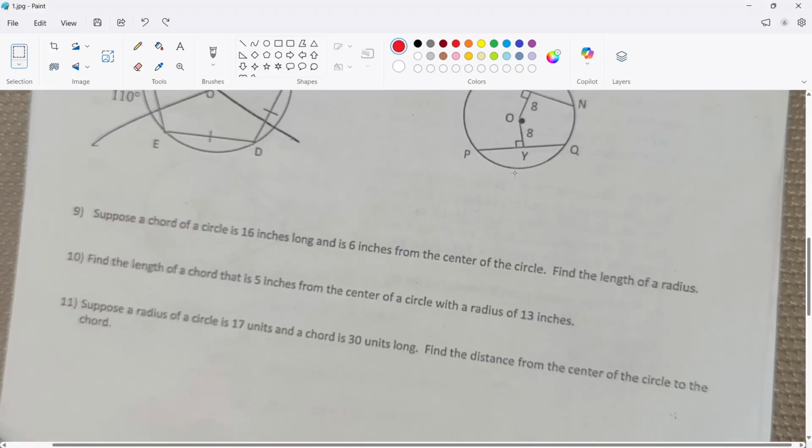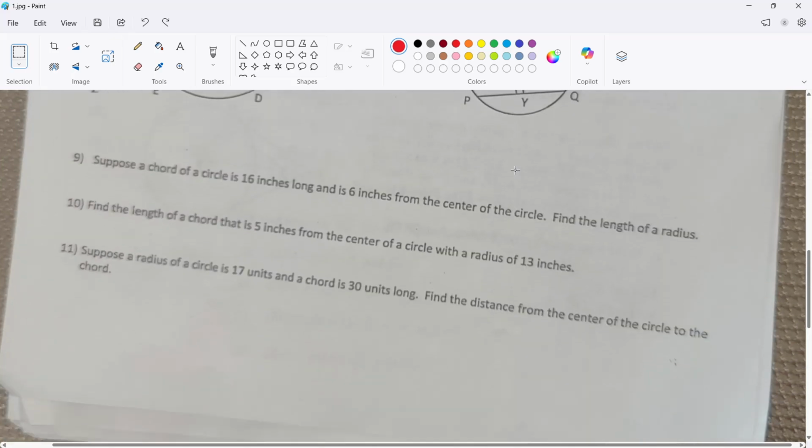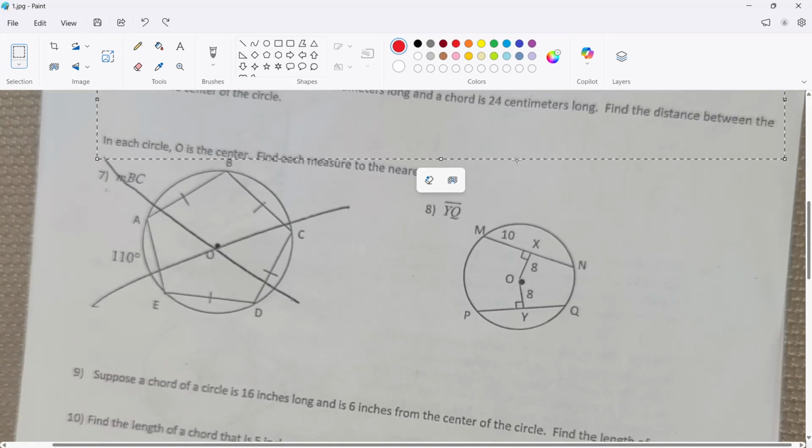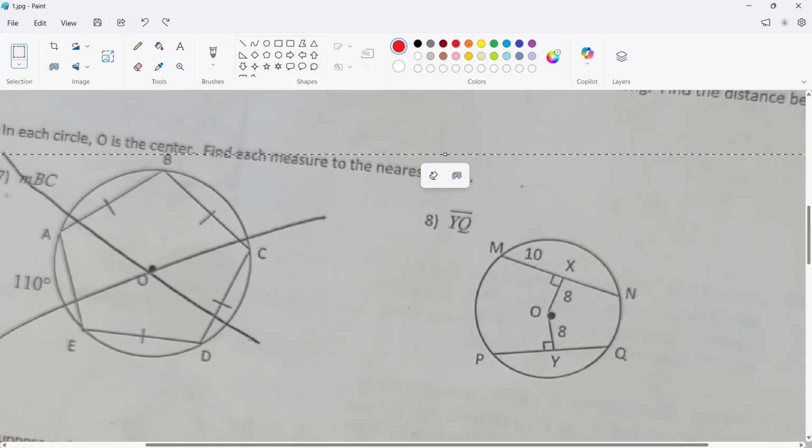All right, I think I'll do 2 more. I'll do number 8. Number 7 is crossed out, and then I'll do one of those last 3. So maybe I can do number 8 right here. Find each measure to the nearest tenth.